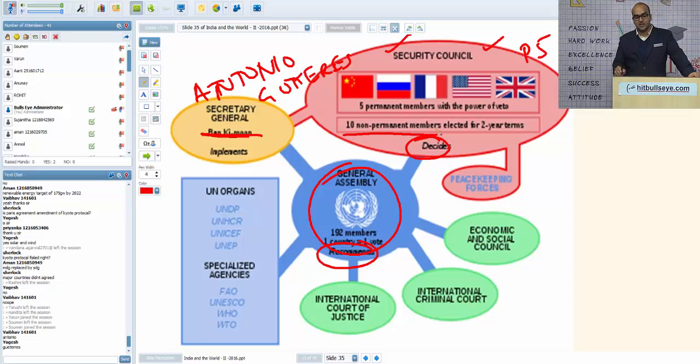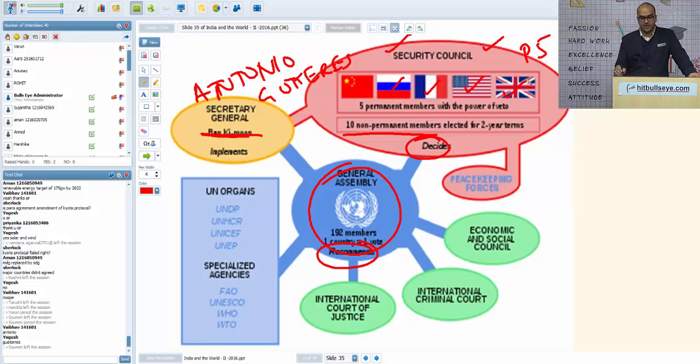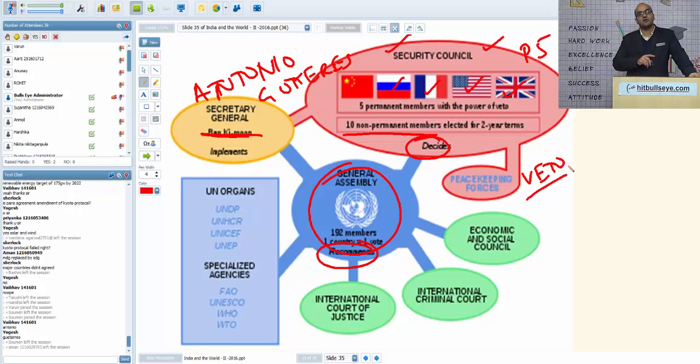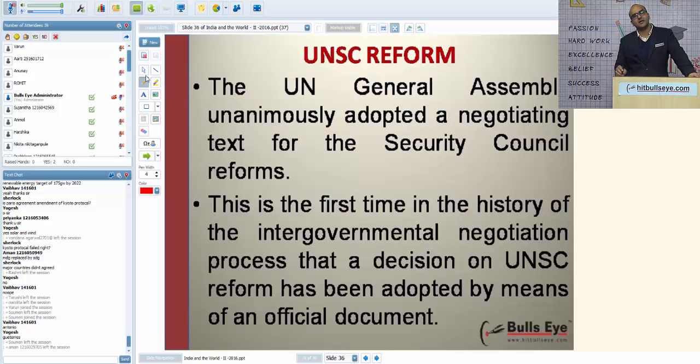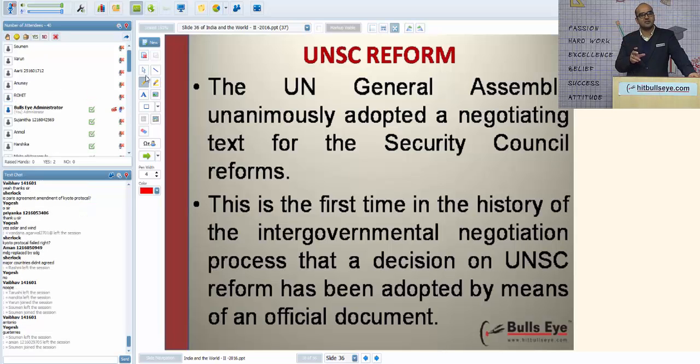The key here is these P5 nations, which includes China, Russia, France, USA and Britain. These P5 nations enjoy veto power. For any decision of the UN to come into force, all the five have to agree. So that is a major flaw of the United Nations. There are a lot of problems with the United Nations. It was formed in 1945, and the P5 nations are still those nations which were powerful in 1945 when it was formed.